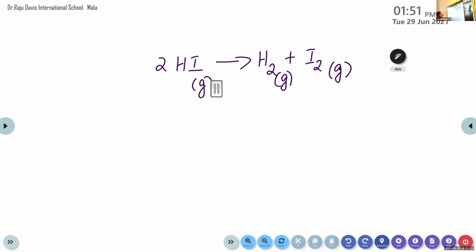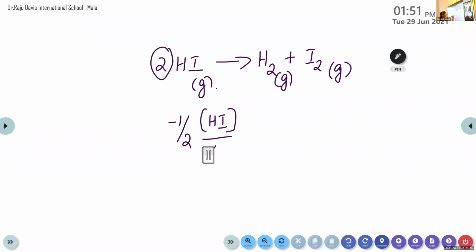In this question you have to consider one more factor. Here the stoichiometric coefficient is not 1, it is 2, right? So in such equations we simply add this coefficient as denominator, that is minus 1 by 2, then you can write delta HI by delta T. That is equal to, then write the remaining similar to the previous question. If there is any coefficient, you can include it in the denominator.